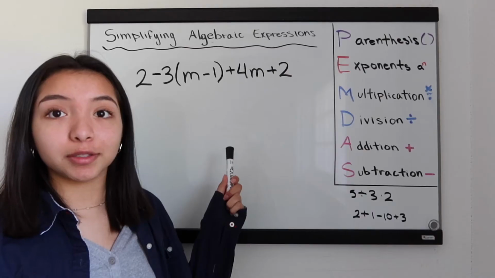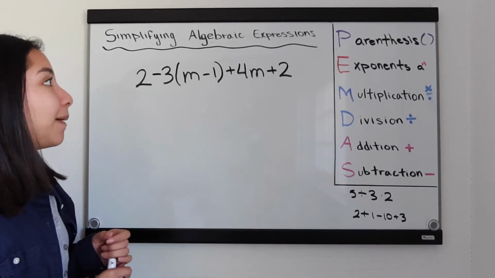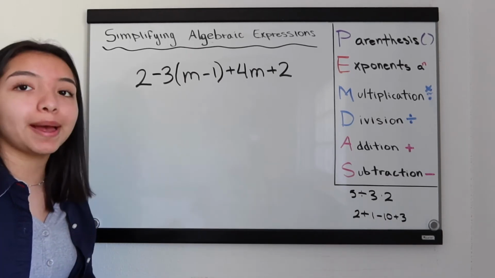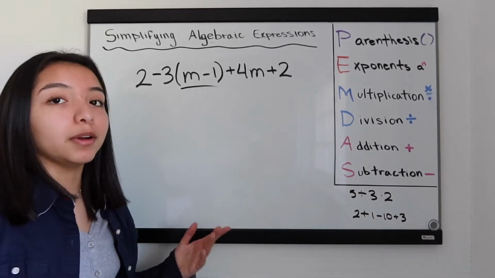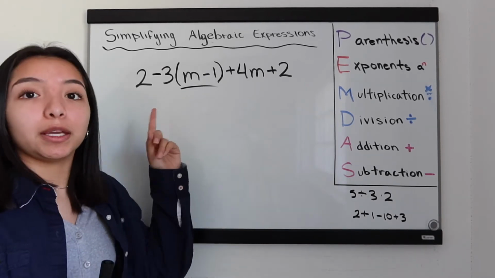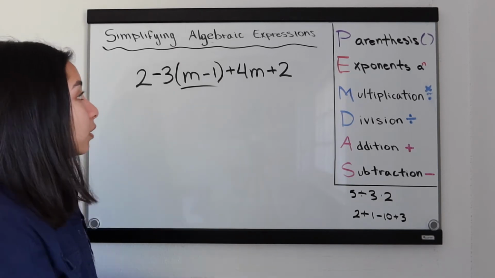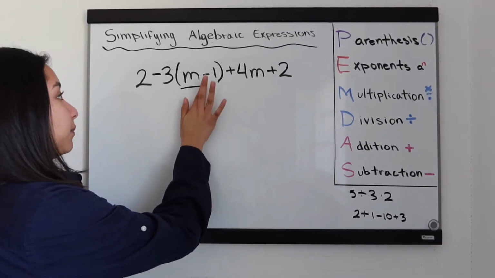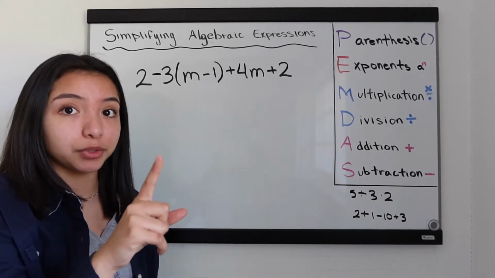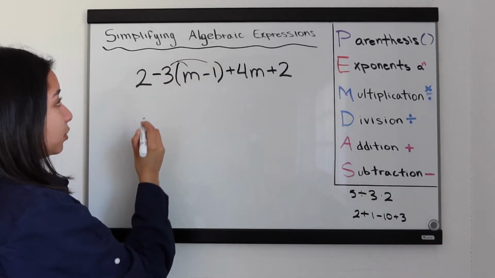Alright, so this is the next problem. 2 minus 3 parentheses m minus 1 plus 4m plus 2. Alright, so let's look at the parentheses. There are no like terms in the parentheses, so you can't do anything to it. So this is just going to stay like that. But what you can do to the parentheses is distribute. So that's what you're going to do first, distribute.